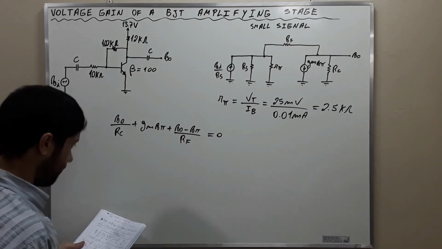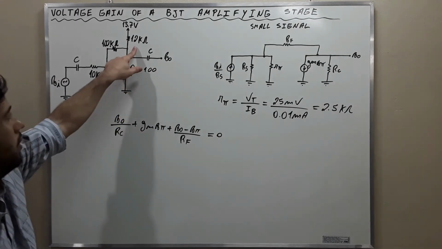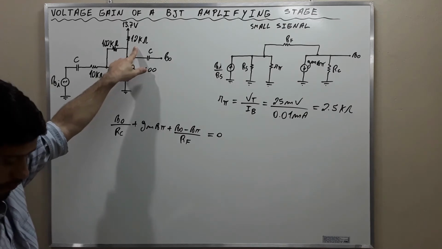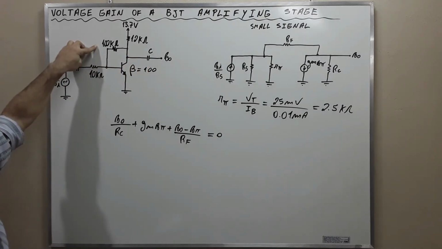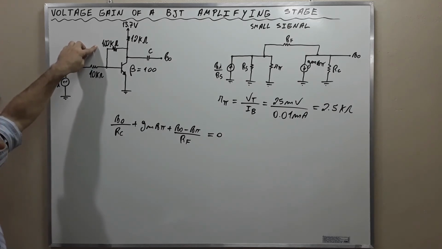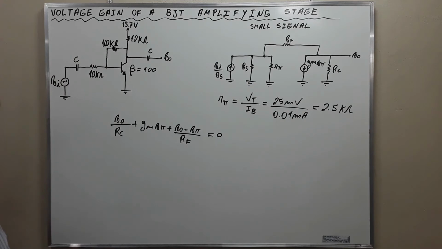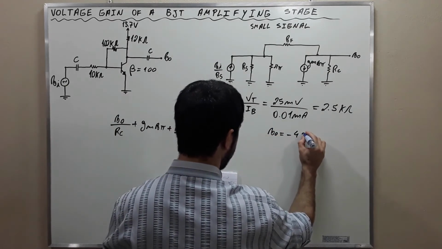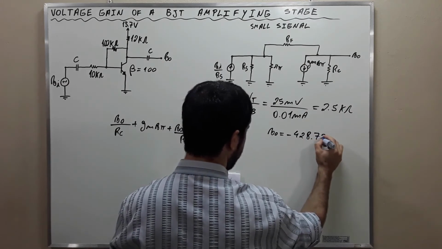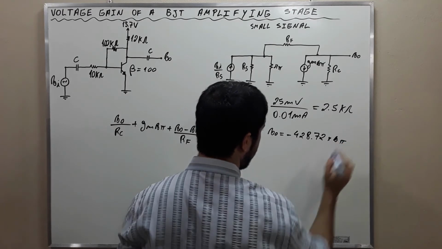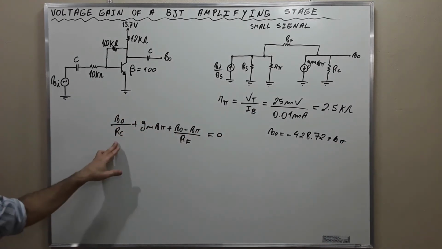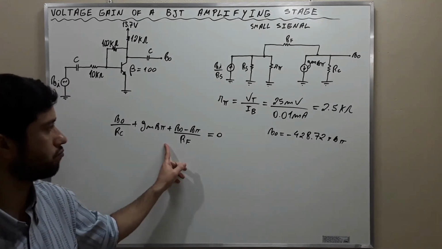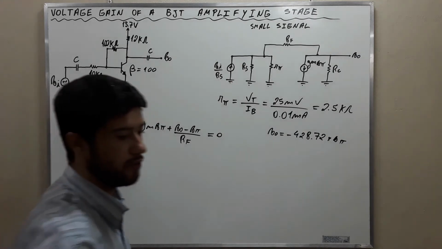Alright. And we have the values of RC. RC is 12 kilo ohms. RF is 100 kilo ohms. And GM we calculated 0.04. And if we develop this and substitute these values here, we find that VO is equal to minus 428.72 times V pi. Okay? This is the result from this. Keep this, we are going to use this now.